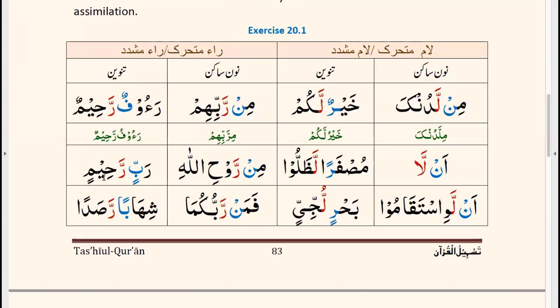Now let's start with the ta'awwudh and tasmiyah. A'udhu billahi minash shaitanir rajim. Bismillahir rahmanir rahim. A'udhu billahi minash shaitanir rajim. Bismillahir rahmanir rahim. Very nicely recited.